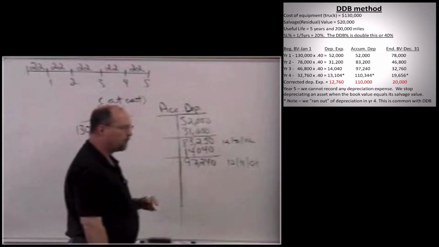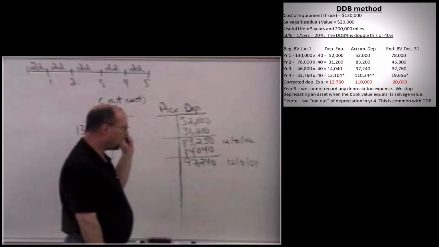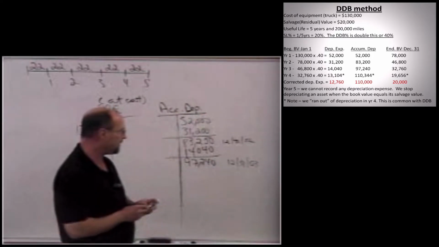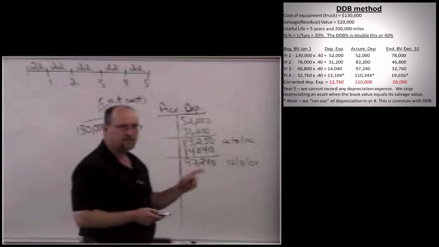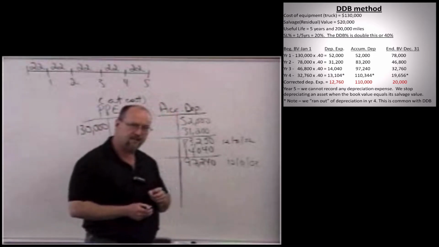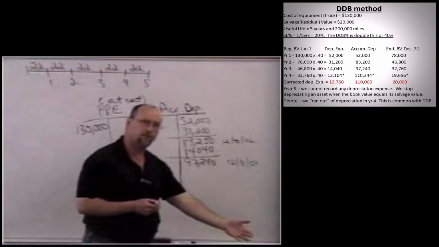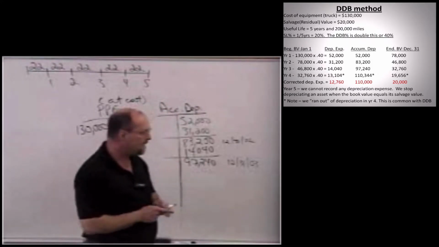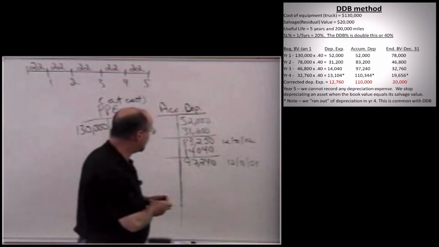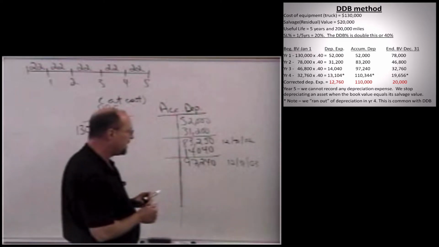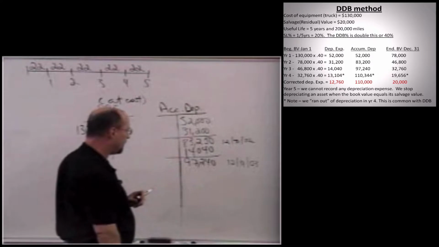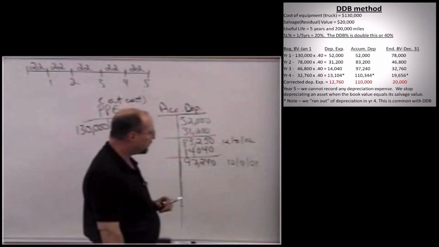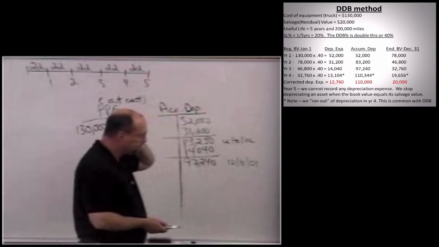Okay, book value, end of year three, cost 130 minus 97,240, 32,760. With the double declining balance method, same with units of activity, we have to be careful. In later years, we're not going to be able to take the full calculated amount, and we're going to see that next. So if my ending balance at the end of year three is 32,760, that's my beginning balance, year four. 32,760 times 40% is 13,104.